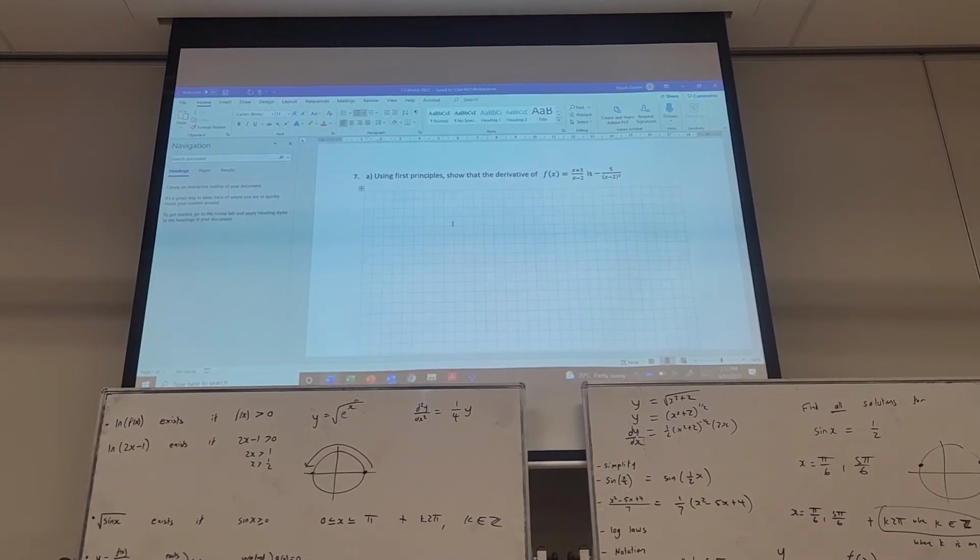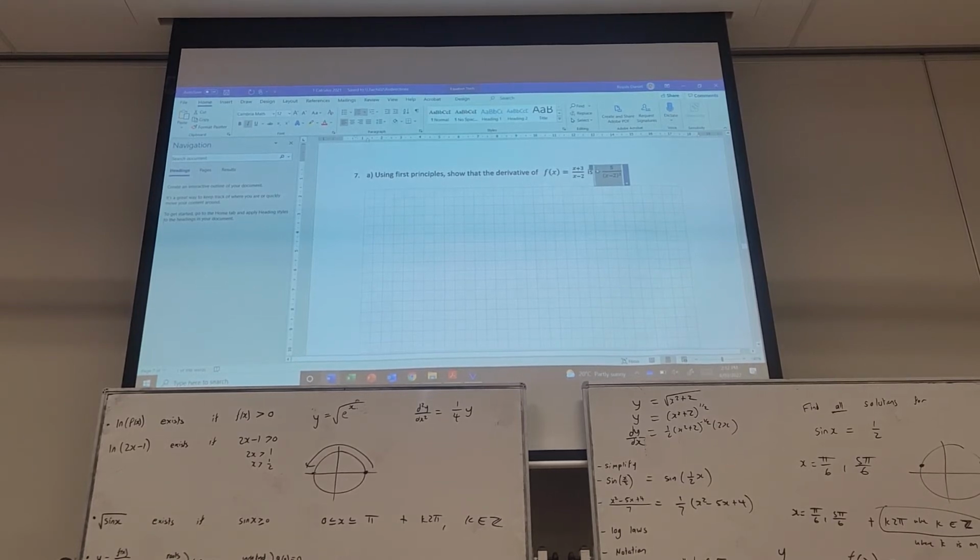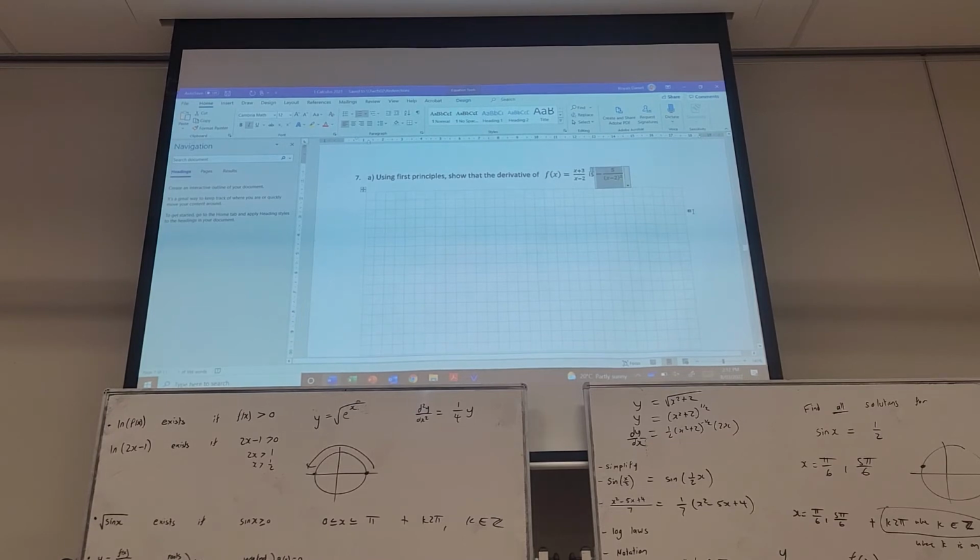Okay, so here we are on question 7 of the 2021 test. It says, using first principles. That means you have to use first principles, okay? Show that the derivative is this. So that means you do have to perform some simplification process, and your final answer should look like that.